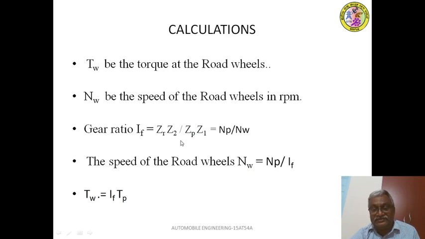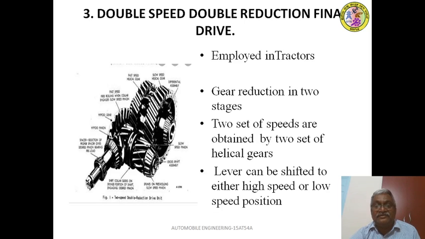By this relationship we get speed of road wheels equals speed of propeller shaft divided by gear ratio, and that means the speed decreases at the road wheels, and torque at the road wheel equals gear ratio into torque at the propeller shaft. That means torque is multiplied by the gear ratio. Next one is double speed, double reduction, final drive.